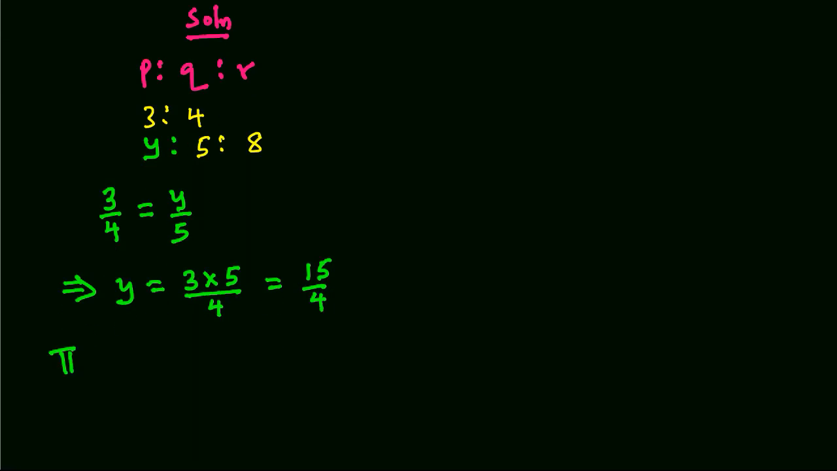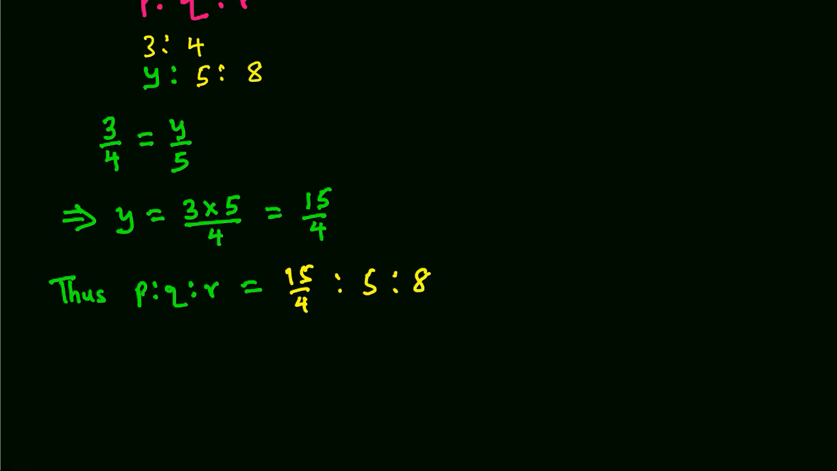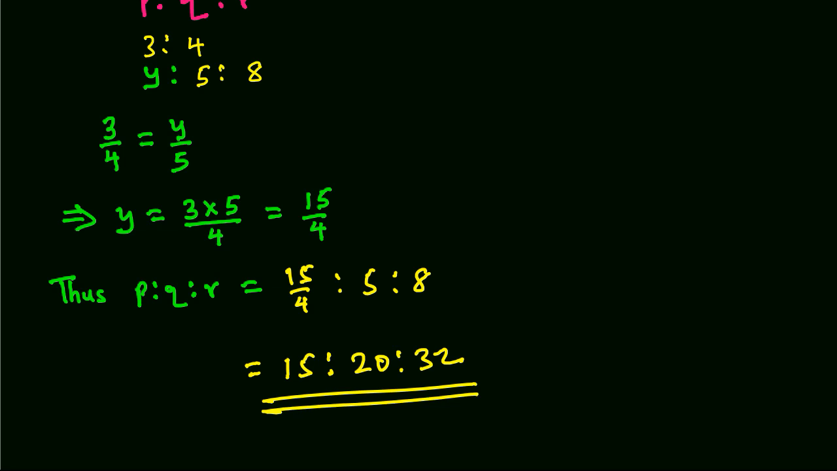So thus, ratio P to Q to R equals 15 over 4 to 5 to 8. So if you multiply the ratios by 4, we get 15 to 20 to 32 as the required ratio. So that will be PQR equals 15 to 20 to 32.